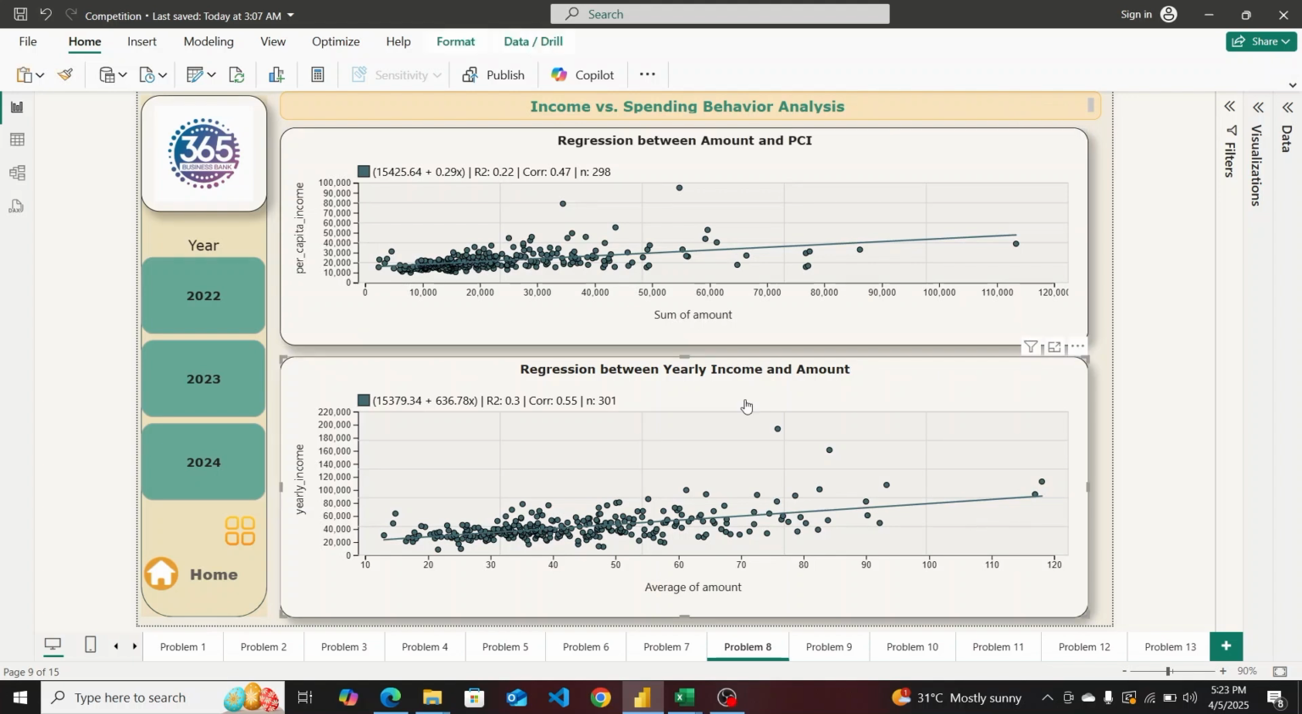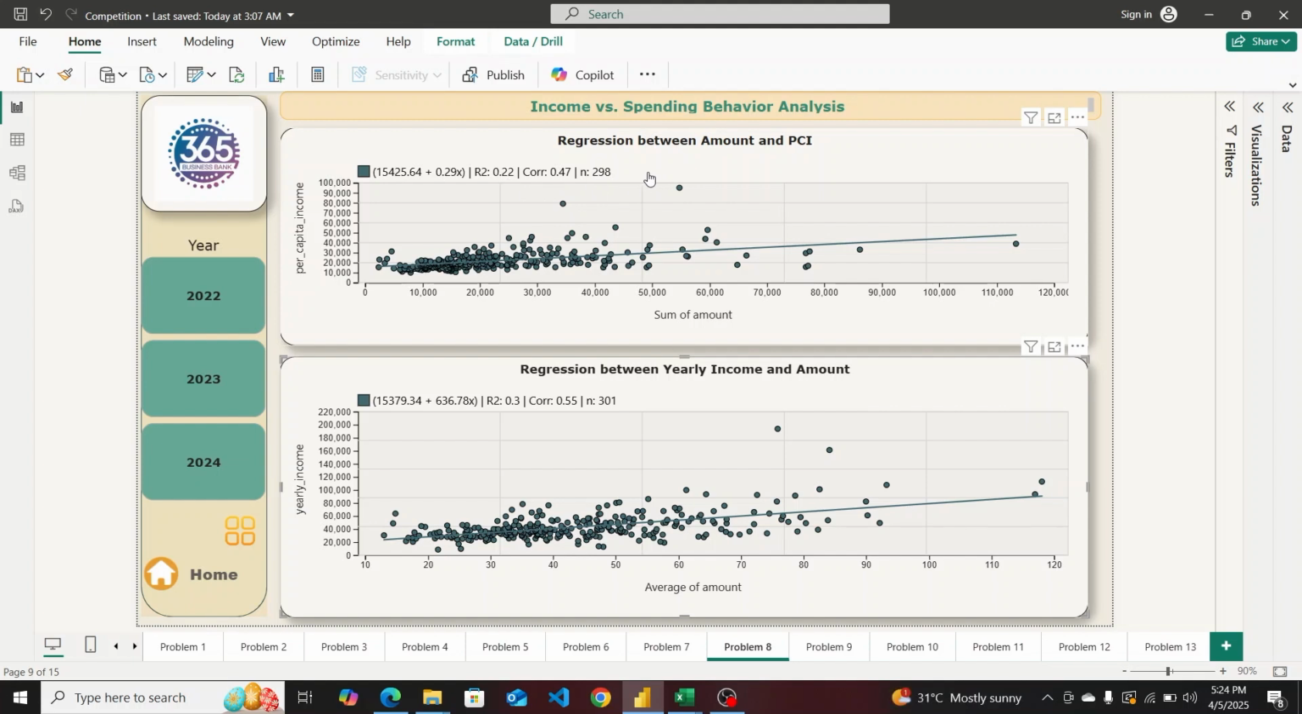This is problem 8, which is income versus spending behavior, in which I have tried to establish a relationship between income and spending, and per capita income. This chart shows the relationship between per capita income and the amount of spending. It shows that when we increase the average per capita income, the amount of spending also increases. The correlation coefficient of this relationship is 0.47, and the R square is 0.22.